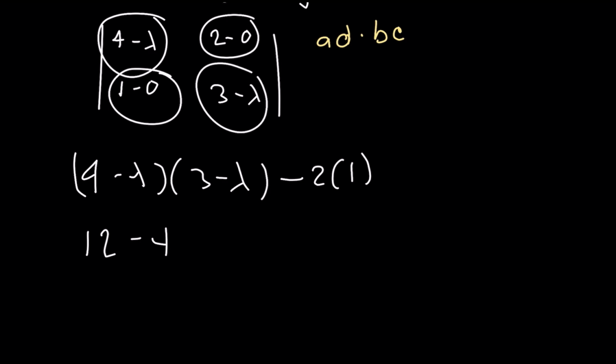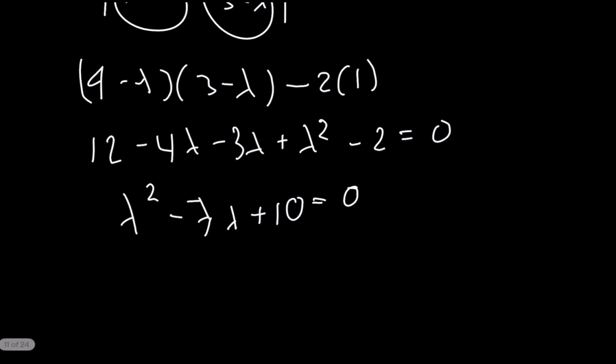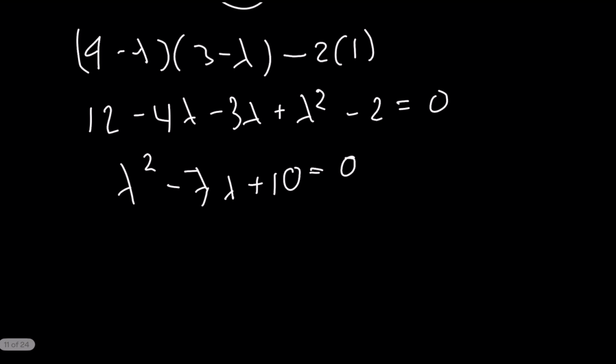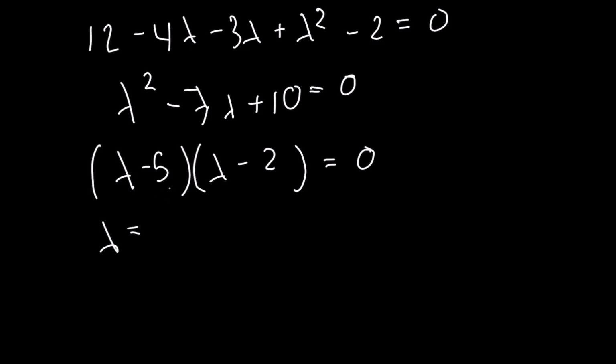12 minus 4 lambda minus 3 lambda plus lambda squared minus 2 equals 0. And if we combine like terms, we will get lambda squared minus 7 lambda plus 10 equals 0. Here, we can use a quadratic formula or factorize. In this case, what two numbers, when multiplied, give us 10, and when added, give us 7? In this case, it's 5 and 2. Therefore, lambda, or the eigenvalue, is 5, and lambda also equals 2.